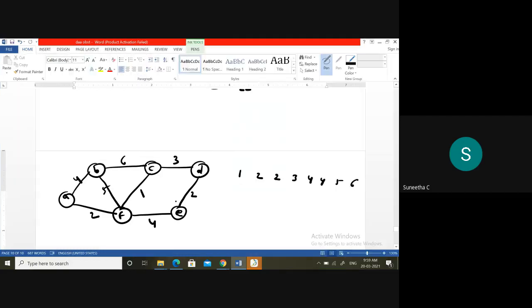Here, which one do you add first? First you take CF, because CF has the minimum cost. Next, the minimum cost one is AF or DE. You can take any one first. Say AF we are taking first. Next you have to take DE. Next minimum cost is DE, so take DE.